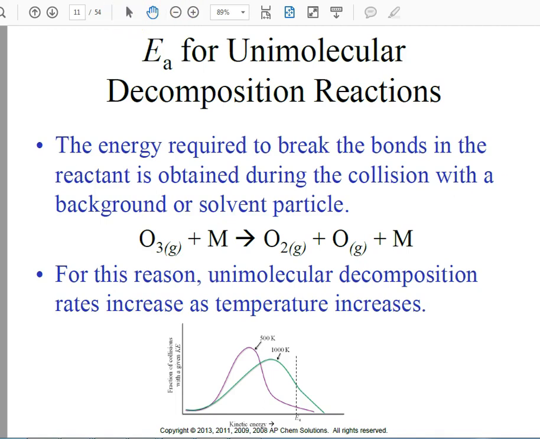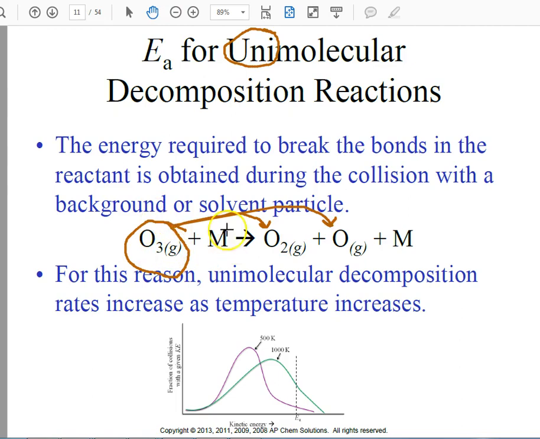All right, the activation energy for what we call a unimolecular, that's a single molecule decomposition reaction. The energy required to break the bonds in the reactants is obtained during a collision with a background or a solvent particle. So what we're talking about here is, let's say you want to decompose ozone. To decompose ozone, you're making oxygen gas and a single oxygen atom.